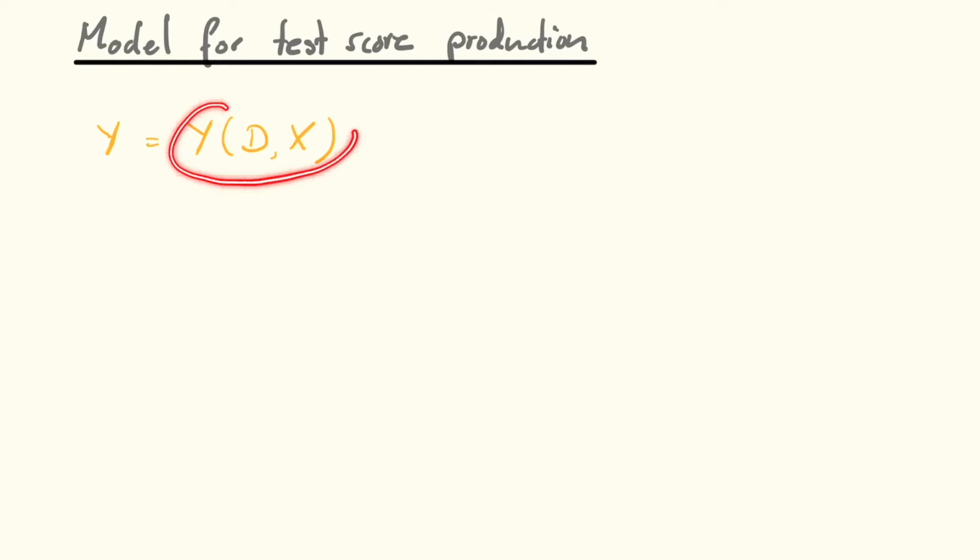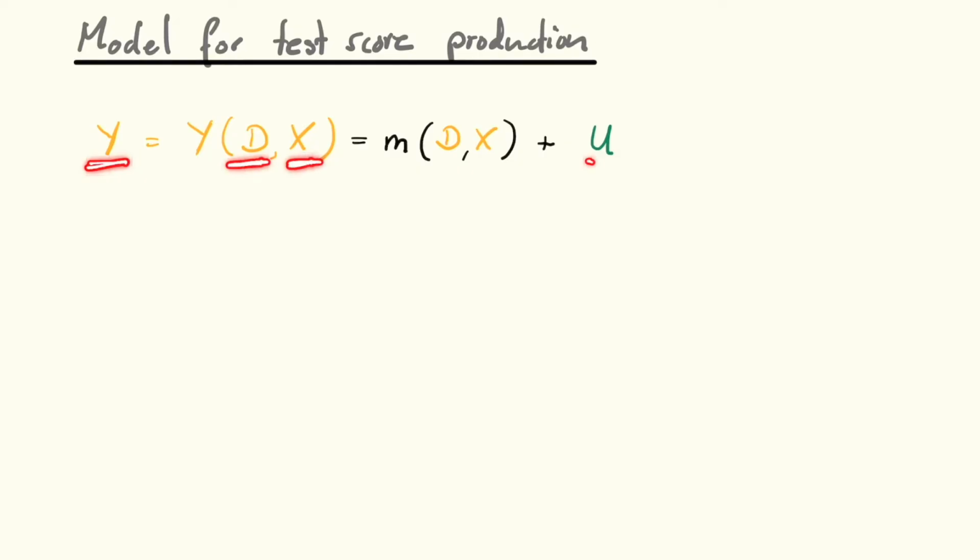We have imposed some structure on this potential outcome function. Namely, we have assumed that we can write it as m, where m is an unknown function, but that is the same for all classrooms, evaluated at treatment and confounder, plus an error term u. Every classroom can have their own value of test score, classroom size, confounder, and error term u. The m function is shared between classrooms.